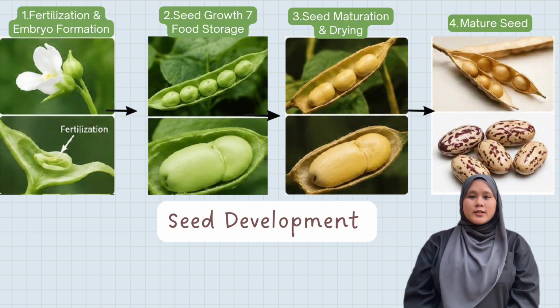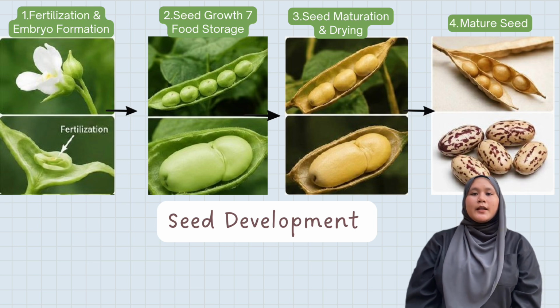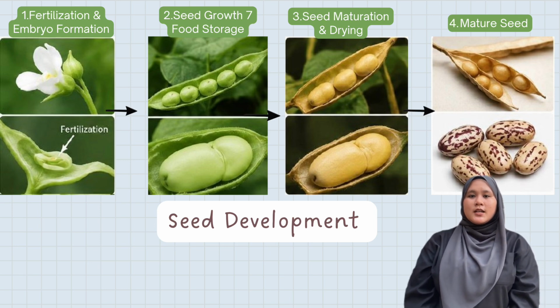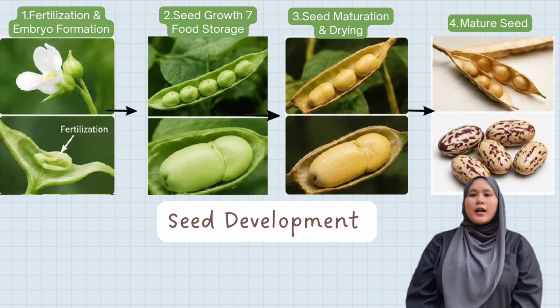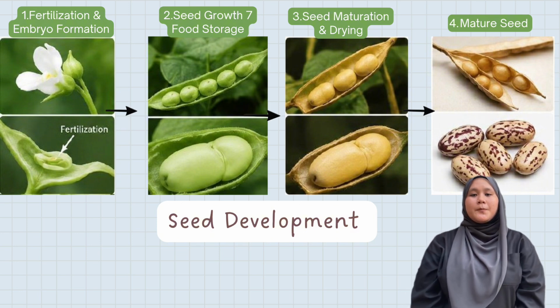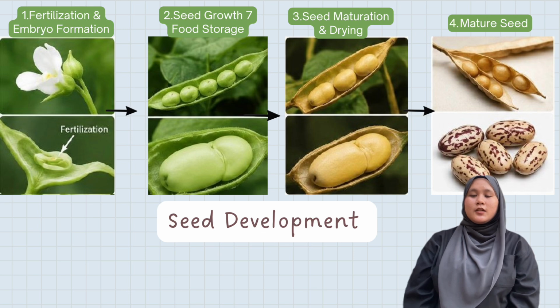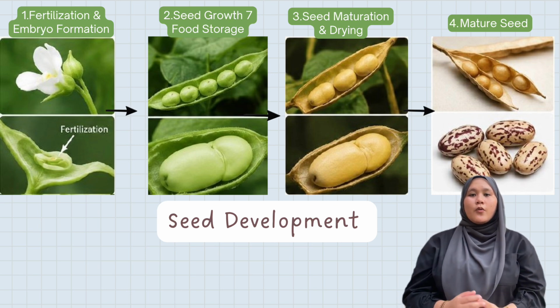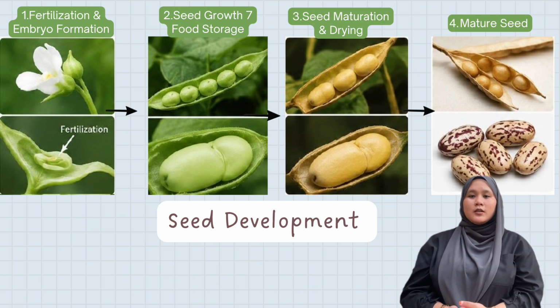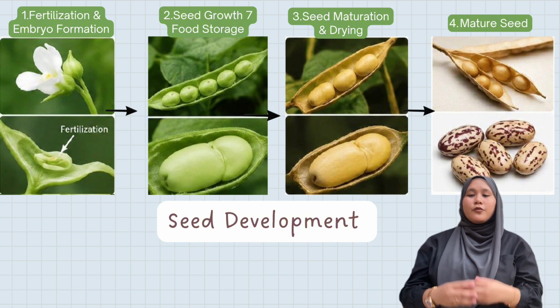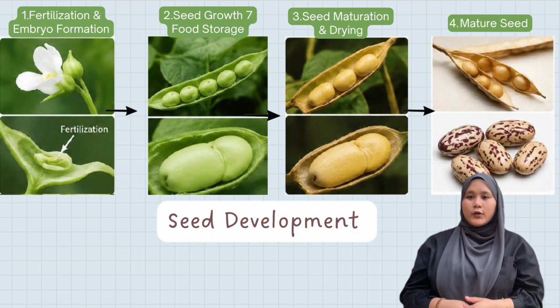As shown in the slide, using a bean plant as our biological model, seed development occurs sequentially after fertilization and results in a mature, viable seed. Phase 1 is fertilization and embryo formation. Once pollination takes place on the flower, fertilization occurs, with the ovule initiating cell division to form the early embryo.